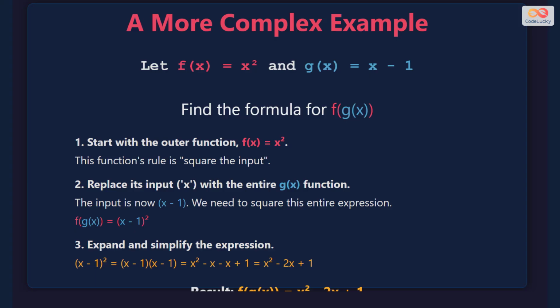Let's try a slightly harder one. Let f of x equal x squared and g of x equal x minus 1. We want to find the formula for f of g of x again. We start with the outer function, f of x, which tells us to square our input. The input we need to use is the entire g of x function, which is x minus 1. So we replace x in x squared with the quantity x minus 1. This gives us f of g of x equals, in parentheses, x minus 1 squared. When we expand this, we get x squared minus 2x plus 1.